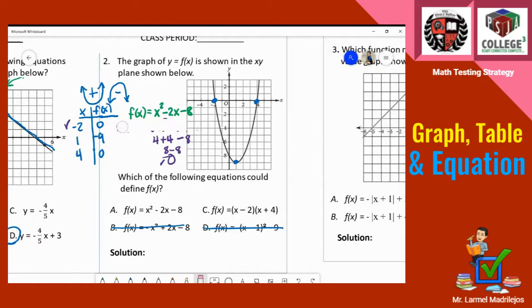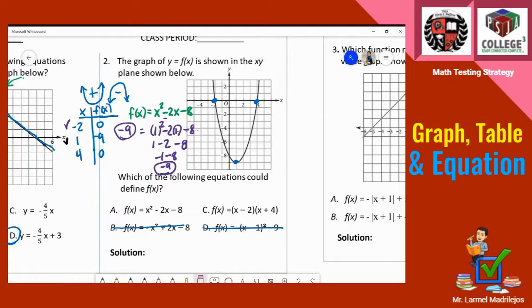This matches. So the first number matches. Let's look at the second number. When x is 1: 1² − 2(1) − 8. The value of y is negative 9. So 1 times 1 is 1, 2 times 1 is 2, minus 8. So 1 minus 2 is negative 1, minus 8 is negative 9. This matches that number there. So that's a good one.